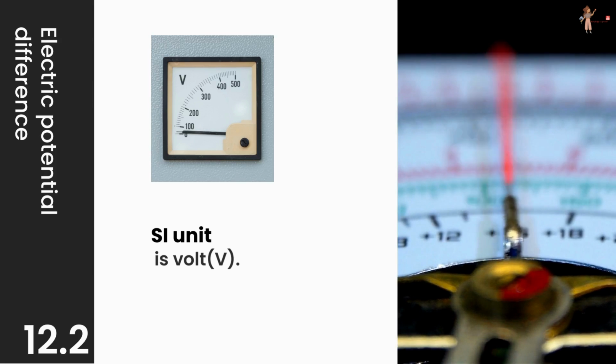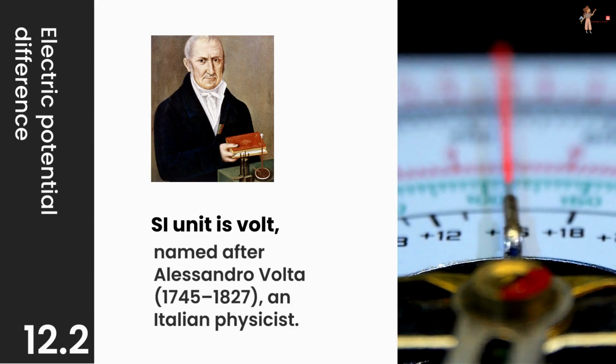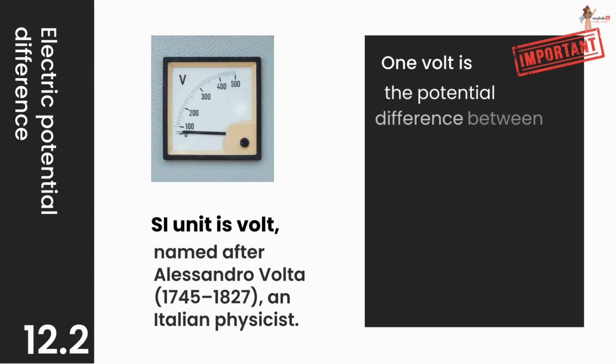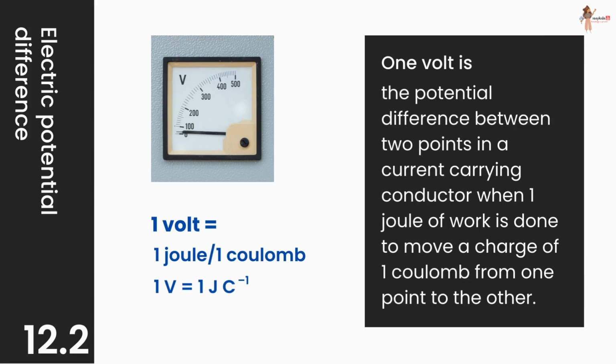The SI unit of electric potential difference is volt, named after Alessandro Volta, an Italian physicist. 1 volt is the potential difference between 2 points in a current carrying conductor when 1 joule of work is done to move a charge of 1 coulomb from one point to the other. I repeat, the potential difference between 2 points in a conductor when 1 joule of work is done to move a charge of 1 coulomb from one point to the other. Therefore, 1 volt is 1 joule by 1 coulomb.